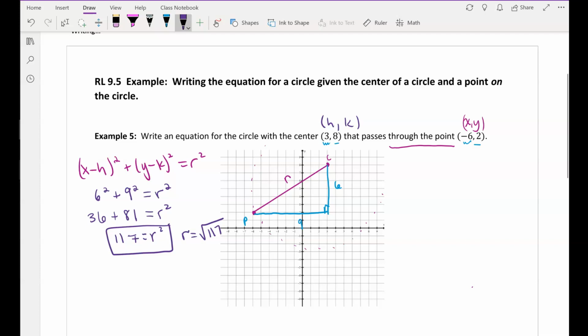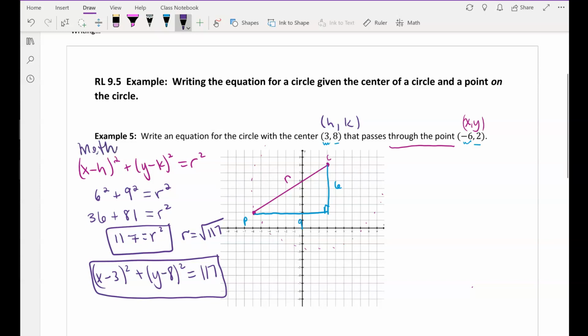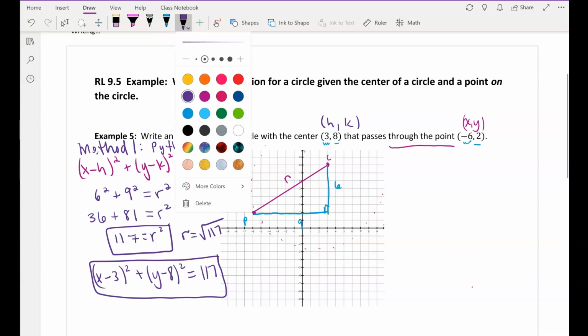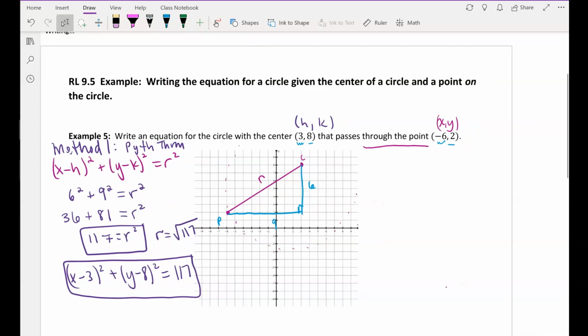So now we have enough information to write that equation: x minus 3 squared plus y minus 8 squared equals r squared, 117. Now, to be honest, that's probably the longer method. I want to show you maybe an easier method. Let's just call this method 1, the Pythagorean Theorem. All right, so there's another way to do this, and I don't care which way you do it. Pick the one that works best for you.